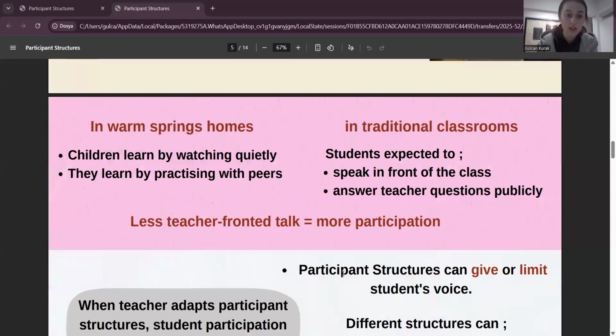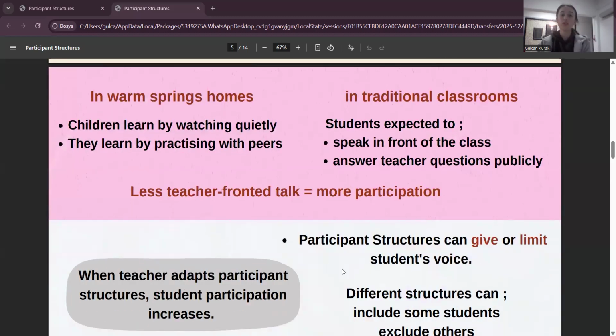And also in Warm Springs homes and in traditional classrooms, we will look at them. Children learn by watching quietly, and they learn by practicing with their peers. But in the traditional classroom, students are expected to speak in front of the class, answer the teacher's questions publicly. And also, when the teacher adopts the participant structure, student participation increases. It's like less teacher-fronted talk with more participation.